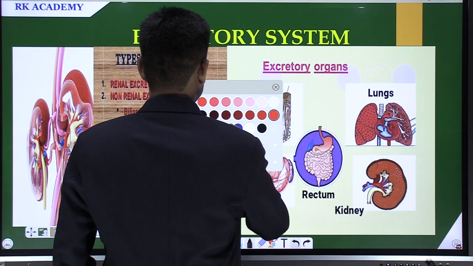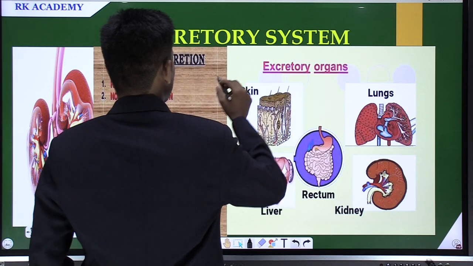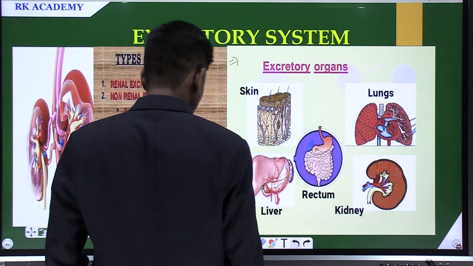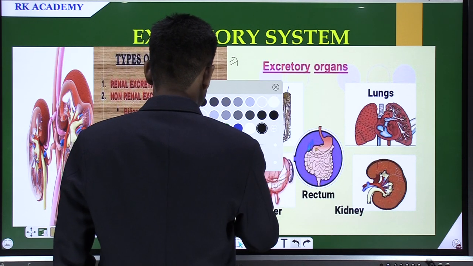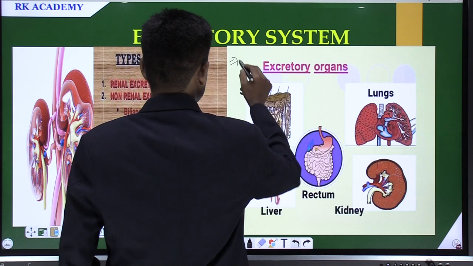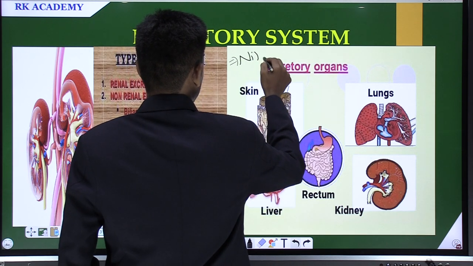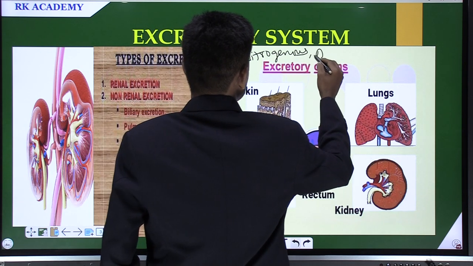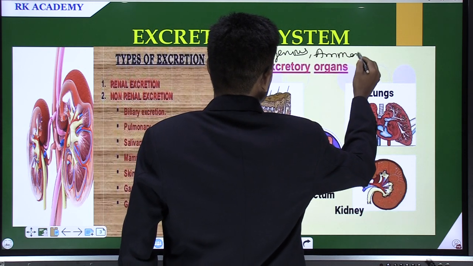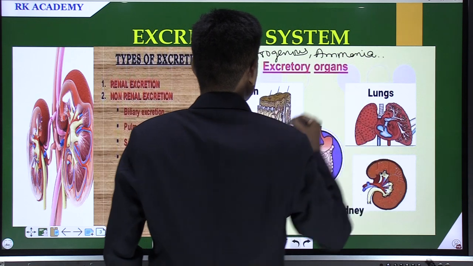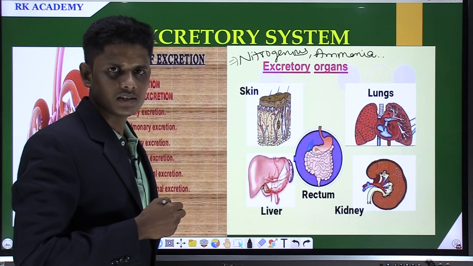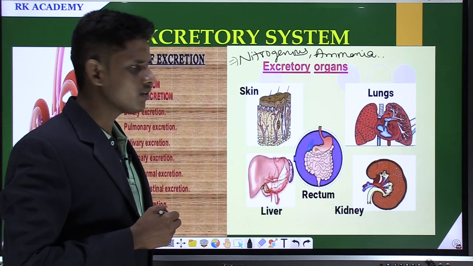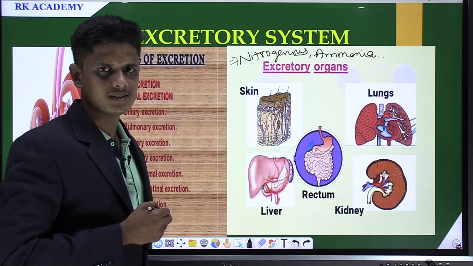What does it deal with? It deals with the elimination of waste materials from our body, such as nitrogenous waste, and some other substances like ammonia and other chemicals. The elimination of waste material from our body is called excretion.